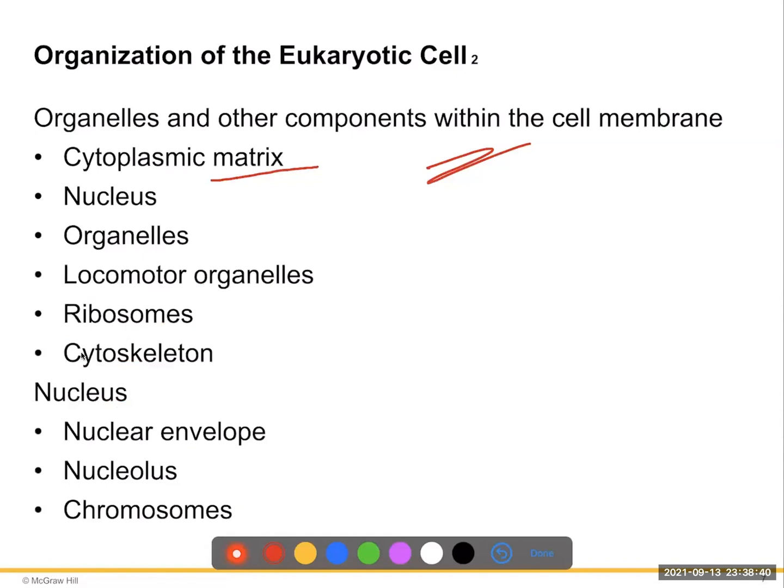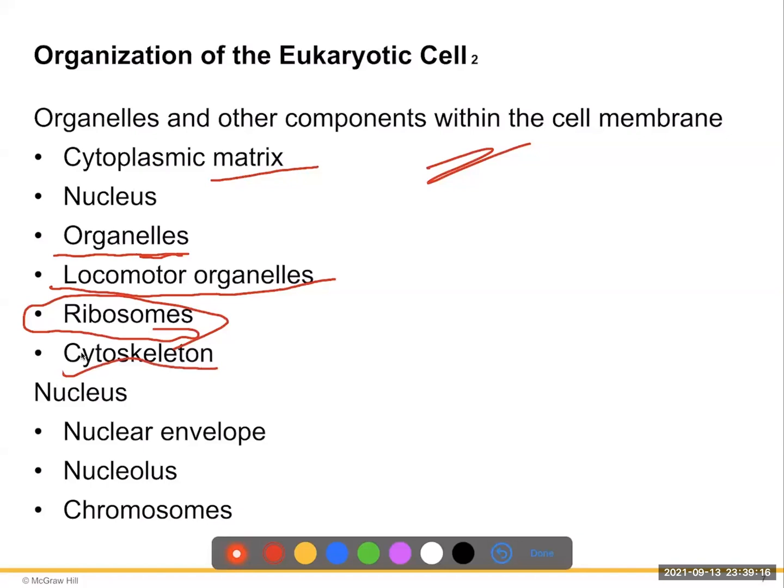Okay. The matrix is what makes up the cytoplasm and provides the media for the organelles to be suspended in. You have the nucleus, which holds your genetic material. You have your organelles, which include mitochondria, chloroplast, endoplasmic reticulum, rough and smooth endoplasmic reticulum, Golgi apparatus, lysosomes, all the different organelles inside the cell. Locomotor organelles, okay, those allow flagella, allow the cell to move. Ribosomes produce proteins that are transmitted the information from your DNA. And the cytoskeleton is like the scaffolding that makes up the cell.